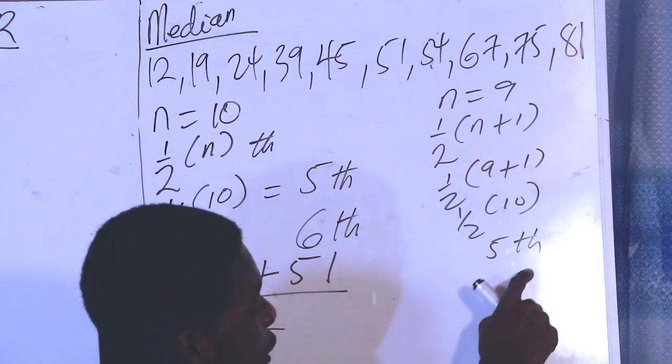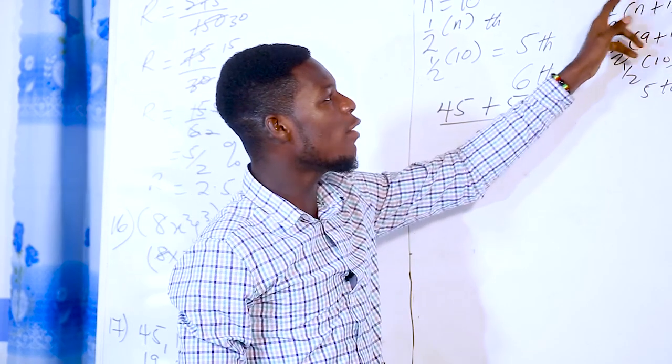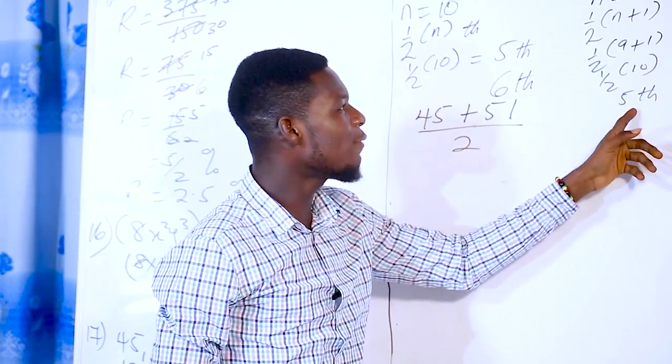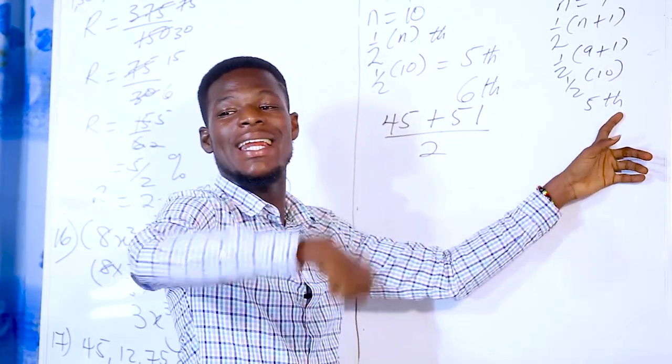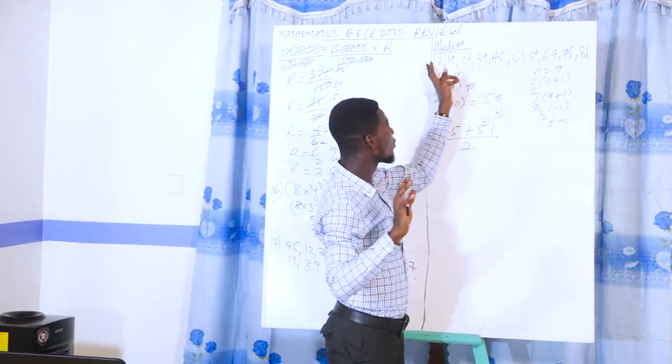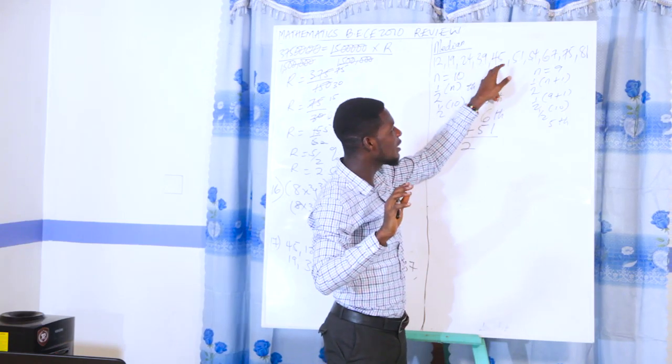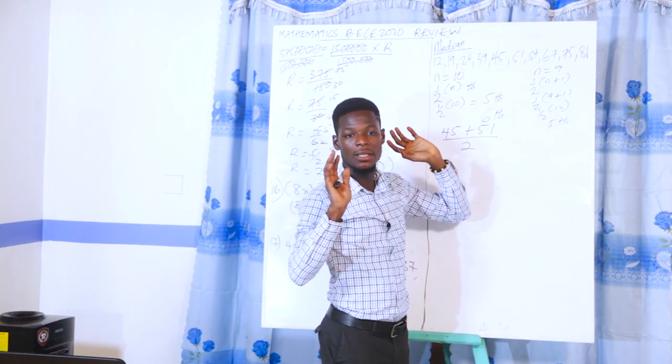Okay, so that will give you 5th position. And if the number of the data is odd, after finding the position, you don't find the next position. You just count 1, 2, 3, 4, 5. This is the 5th position, so this is the median.